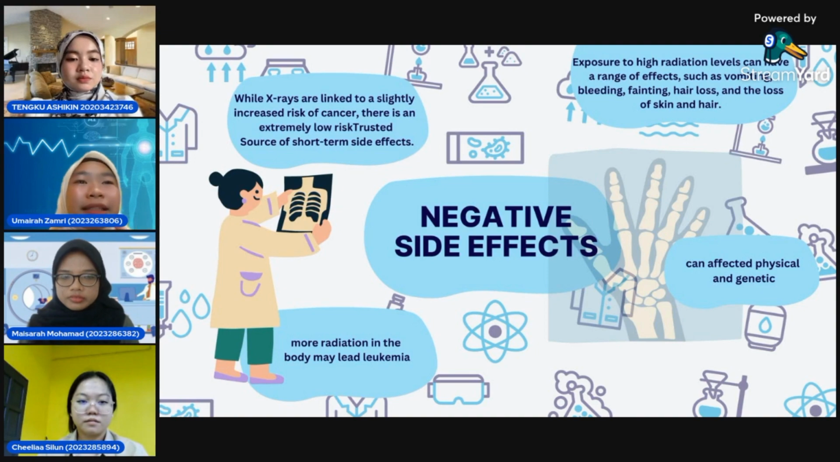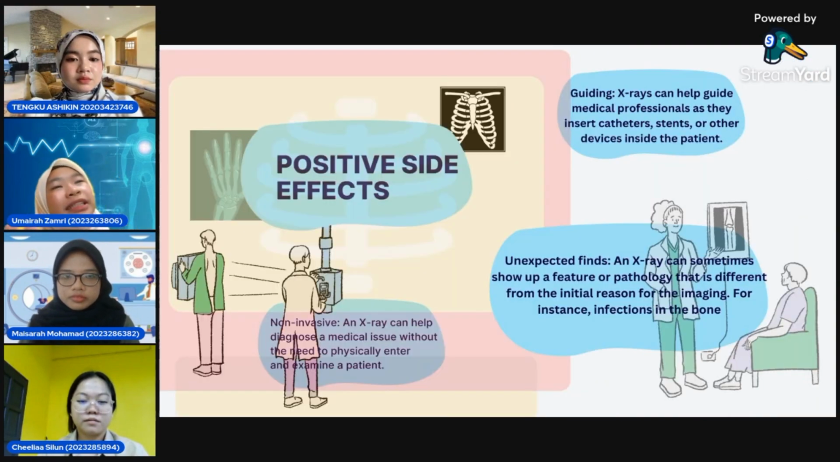Okay. The next slide is positive side effects. Okay, this is very interesting. But X-ray provides such a low dose of radiation that it is not believed to cause any immediate health problem. The benefit is the fact that X-rays have been used in medicine for such a significant length of time, which shows how beneficial they are considered to be.